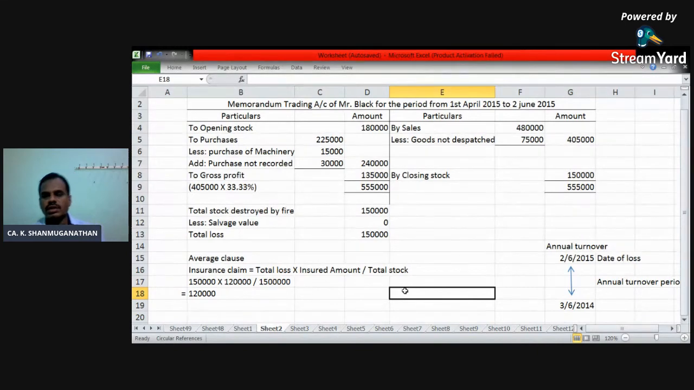Next one, gross profit. There is a formula for gross profit. Gross profit is equal to net profit plus insured standing charges. Insured standing charges. Gross profit is equal to net profit plus insured standing charges.